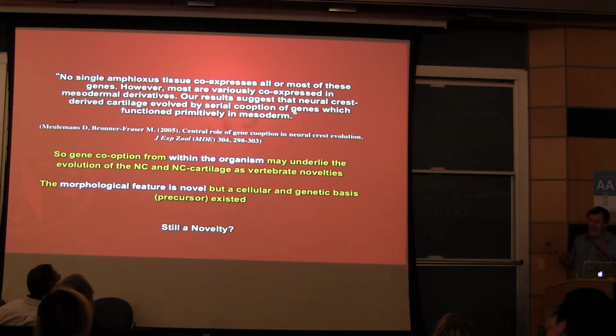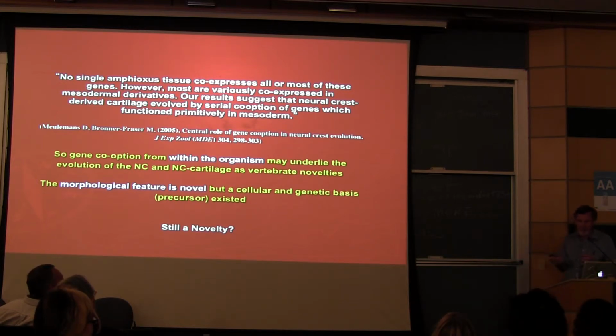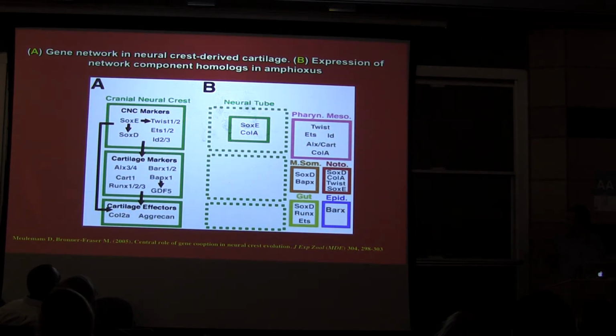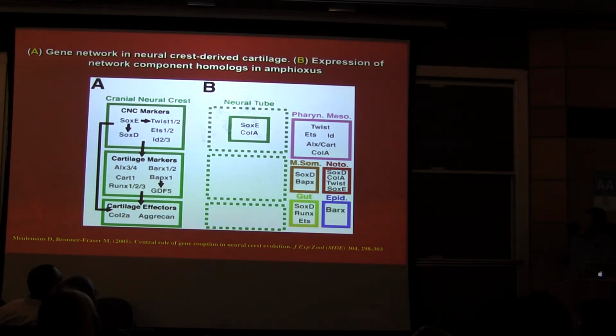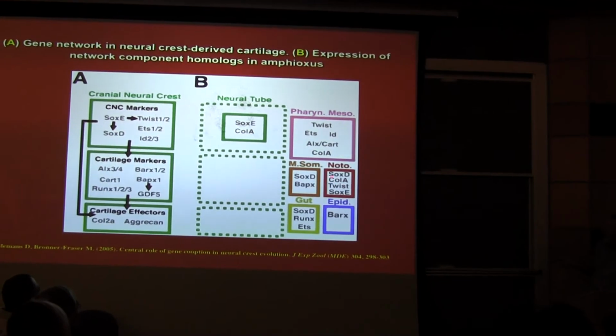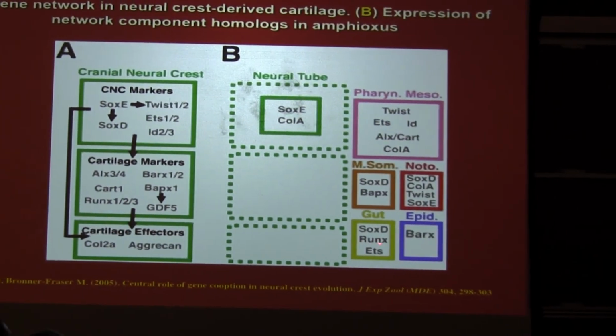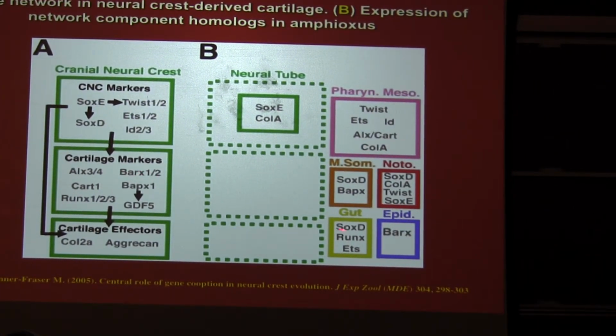So it's this concept of co-option of genes within the organism from germ layers into the neural tube, which then became associated with neural crest. And so if we now just go back to this and we ask what are some of these genes, SOX9 is a very important gene in cartilage development, SOX genes. We find SOX genes expressed in mesoderm in Amphioxus. Collagen A, which is a homologue of the collagen which is found in vertebrate cartilage, is expressed in the notochord. Other genes, RUNX, which is very important in cartilage development in vertebrates, is expressed in the gut.